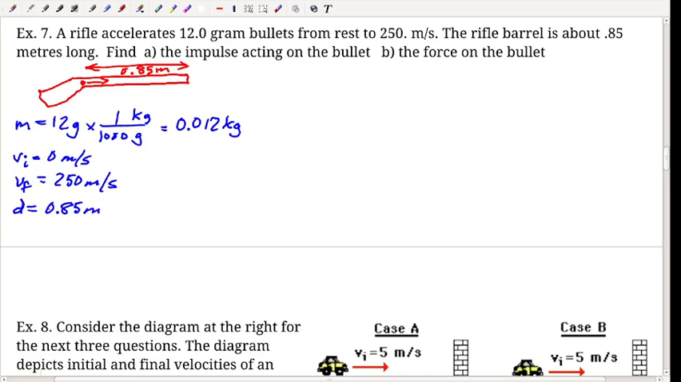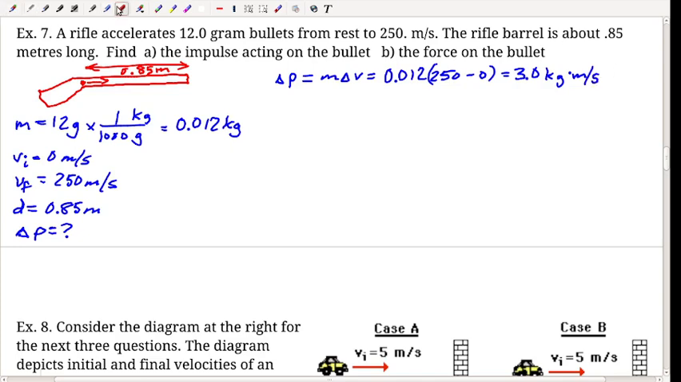We're looking for the impulse, so remember that's the change in momentum, and we're looking at the force. So probably if I find the impulse, that's going to let me find the force. We'll see how that goes. So impulse is mass times change in velocity. I can actually figure that out right away. So my mass 0.012 times my V final minus my V initial, and that is 0.012 times 250. Gives me an impulse of, wow, just 3.0. Let's put that in kilograms, meters per second. Okay, so that one was just one step. There was no extra work there, so the next one must be a little trickier then.